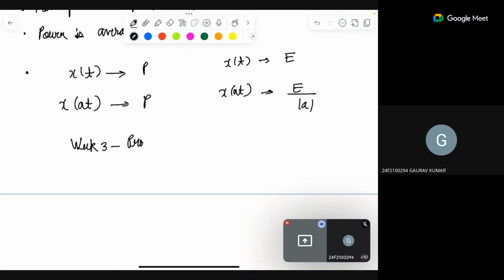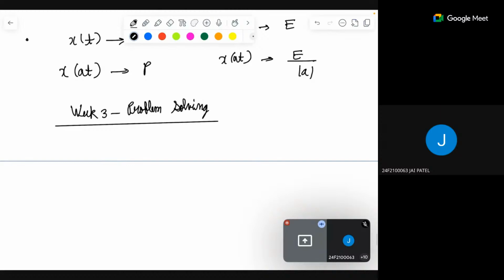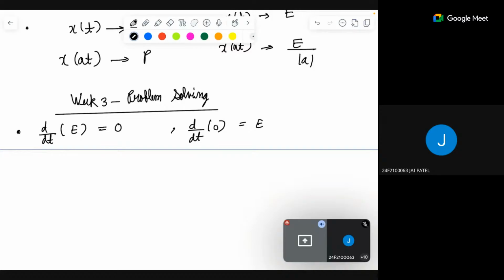Okay, so in week 3 problem solving, do you want me to give you some time to solve the problem? Yes, of course, ma'am. Week 3 problem solving. Before I start, two things I want to tell. The derivative of an even signal will be odd. The derivative of an odd signal will be even. If we take the example of cosine, cosine is even, and its derivative, sine, is odd. Is this fine?